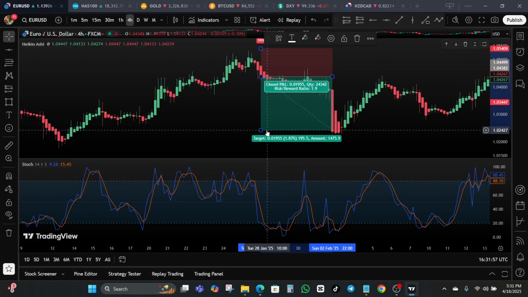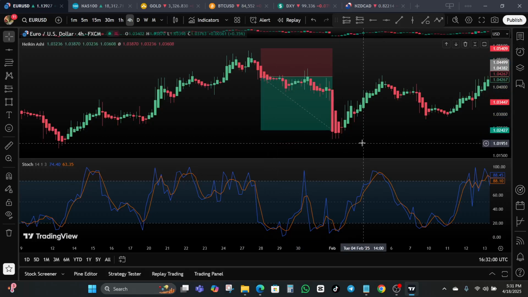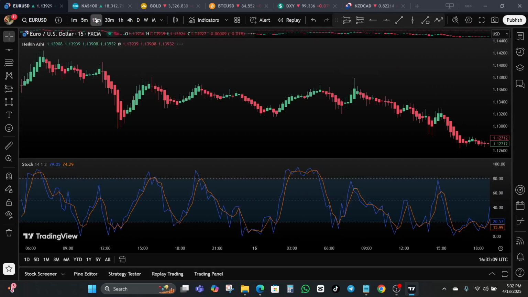Now the best Heiken Ashi and Stochastic day trading strategy works well on shorter time frames like the 5 minute or the 15-minute charts. That is for day trading. However, feel free to experiment on different time frames to see what works best for you. Because at the end of the day, you are the one trading, right? So you have to figure out what works best for you, according to your own unique trading style.